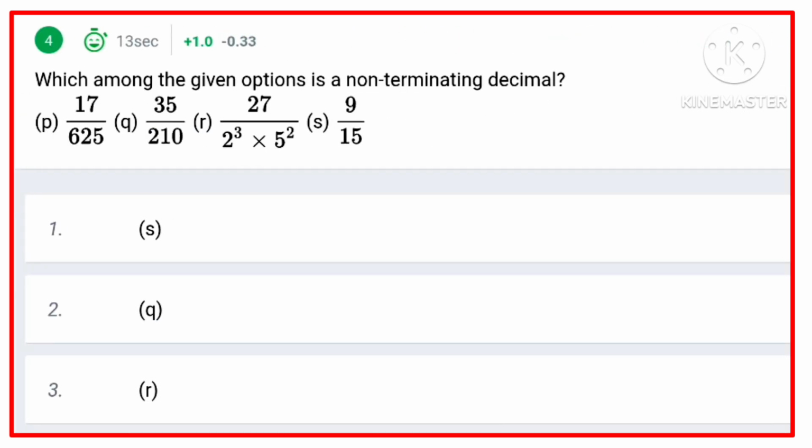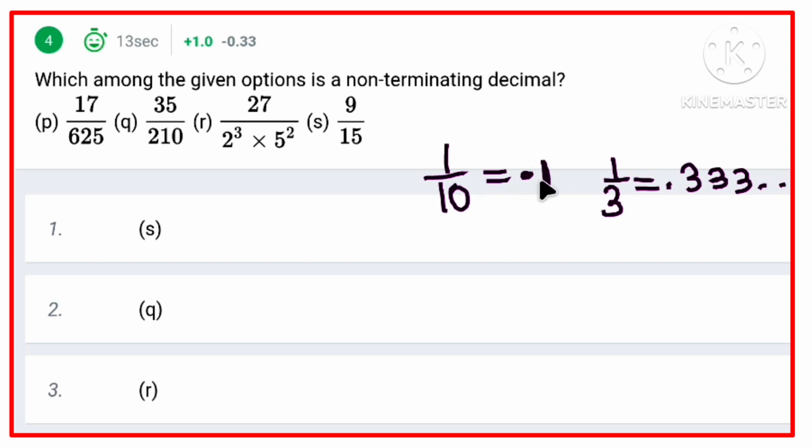Now let's see the next question. This is a different kind of question which, if you have the concept of terminating and non-terminating decimals, you can solve directly. For solving this particular question, you need to have a clear concept of terminating and non-terminating decimals. What is terminating? For example, if you take 1 by 10, then you can write this 1 by 10 as 0.1. That means after this 1, it is ending here. It will not continue. But if we write 1 by 3, then it will be 0.333, and like this it will go on. That means this is non-terminating, but this is terminating.